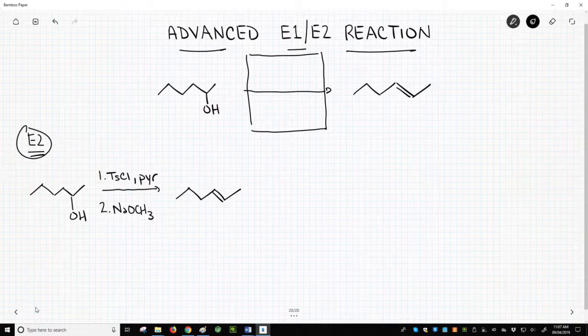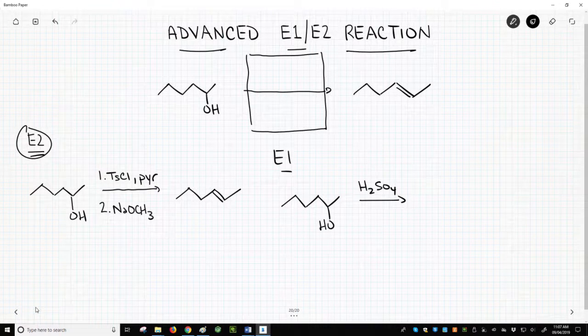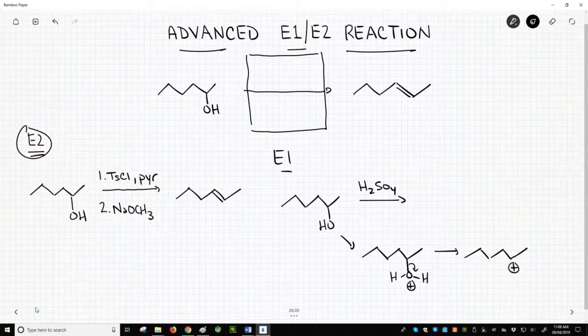How about an E1? For an E1, we still need a leaving group. If we treat our alcohol with a strong acid, namely sulfuric acid H2SO4 or phosphoric acid H3PO4, then the OH will be protonated and made into a good leaving group. Loss of the leaving group will give a secondary carbocation. It's a secondary carbocation, not great, but okay.